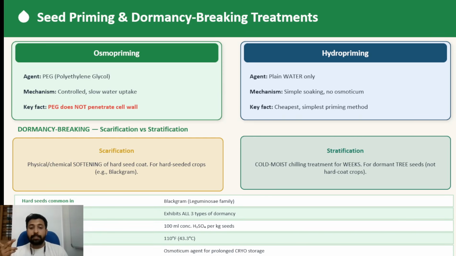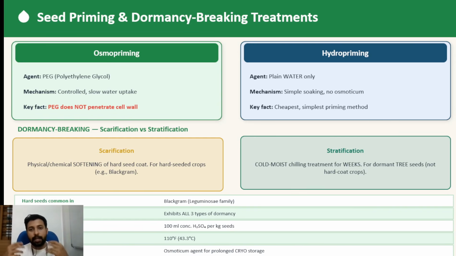Okay, difference between stratification and scarification. Here, scarification is a very simple thing. You just rub the seeds on a rough surface and make a small scar on the seed coat. Then through that seed coat, water and other things will be imbibed and the seed germinates.